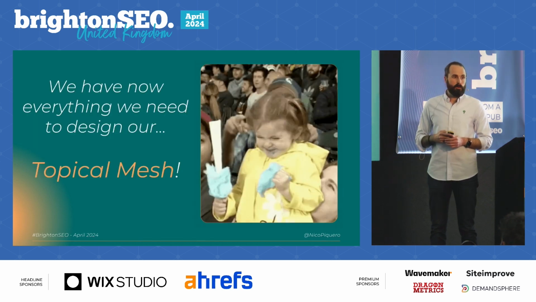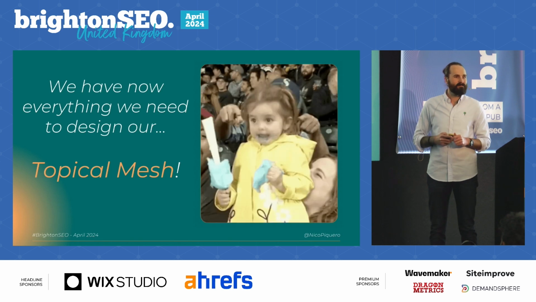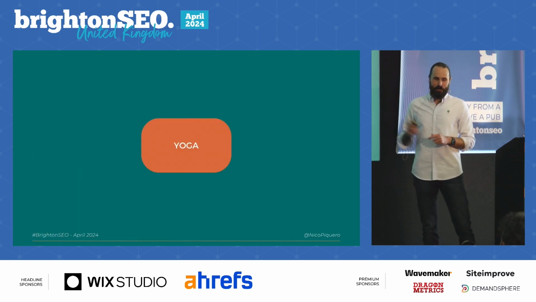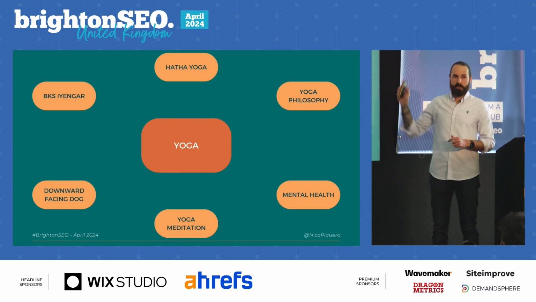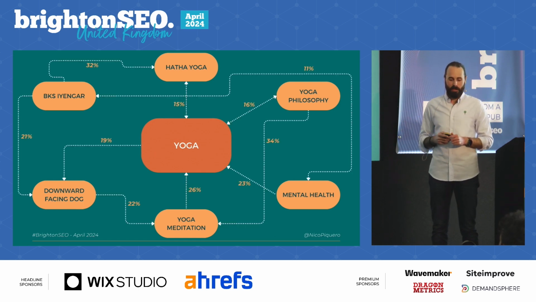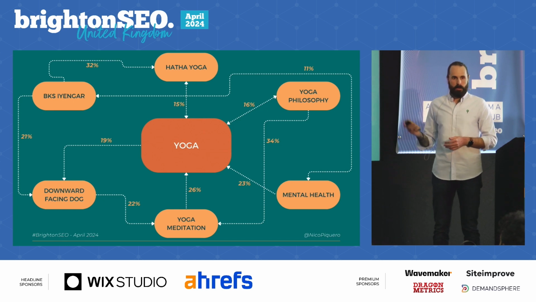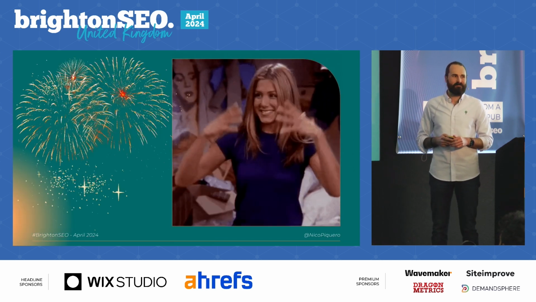We have now everything we need to design our topical mesh. Exciting. Main topic, yoga. Some related topics around it based on the semantic corpus analysis and the internal linking being set up between pages that are semantically close to each other, semantically aligned. And ta-da! We've just designed our topical mesh.